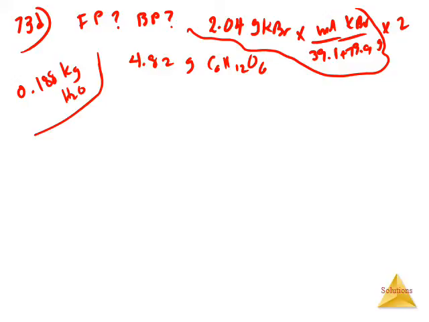So the number that I get is, let's use a different color, 0.0342. 0.0342 is the moles of particles.